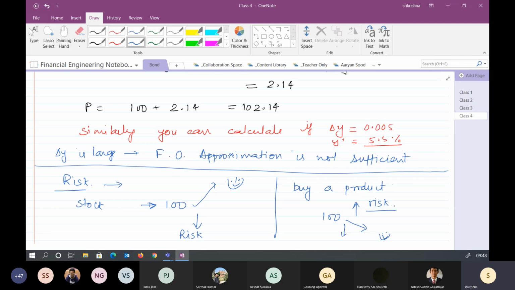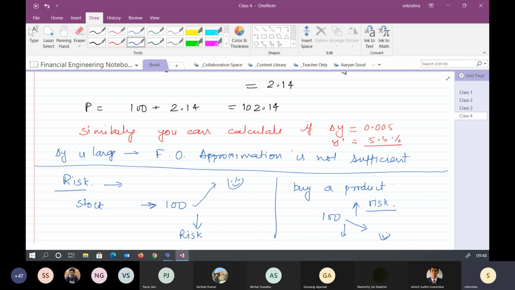If you are owning a product and the price increases, you are happy. That's not a risk. But if the price decreases, then you will think, okay, I would have sold it previously, because now I'm selling it at a lower price. So the risk is associated with when the price has decreased. But when you want to buy it, the risk is when the price increases. Yes or no? Yes, sir.